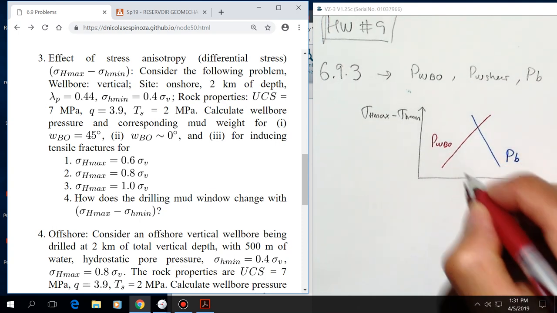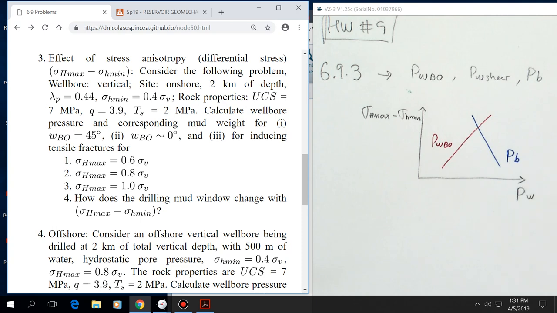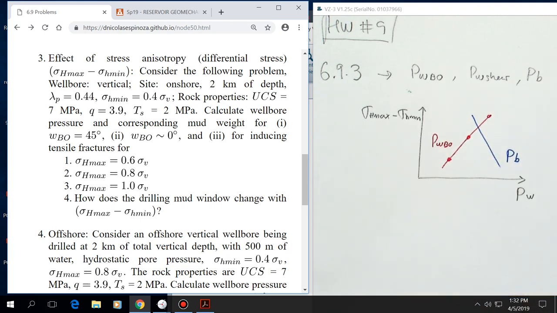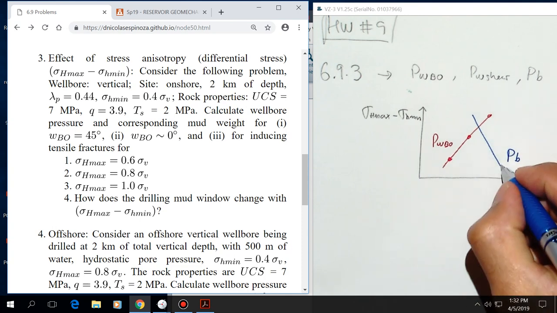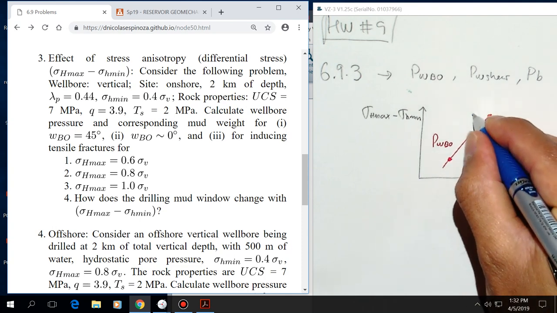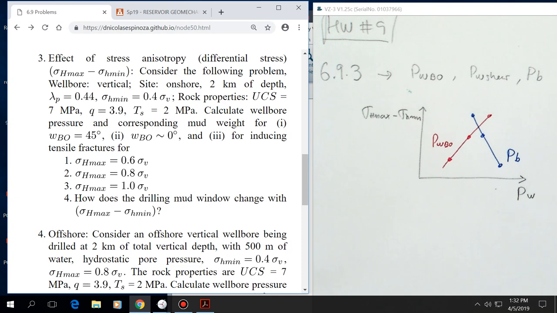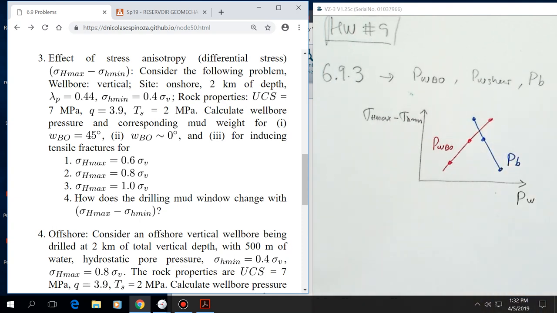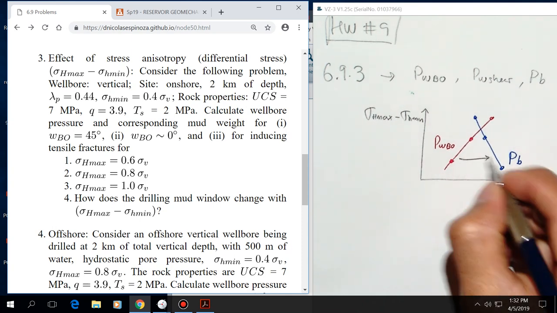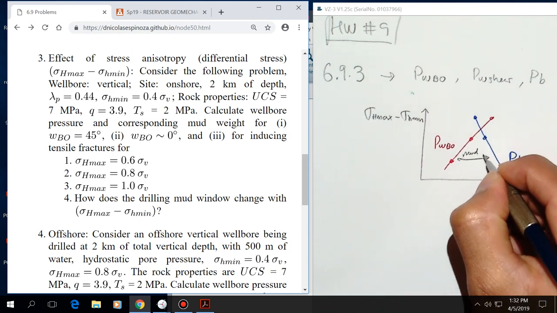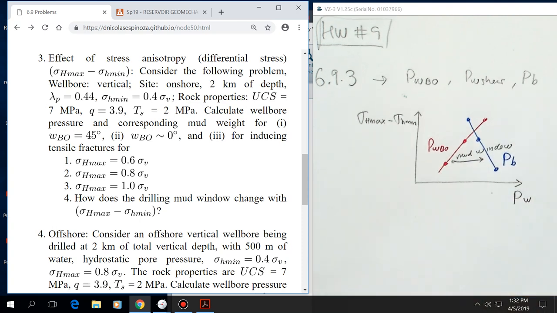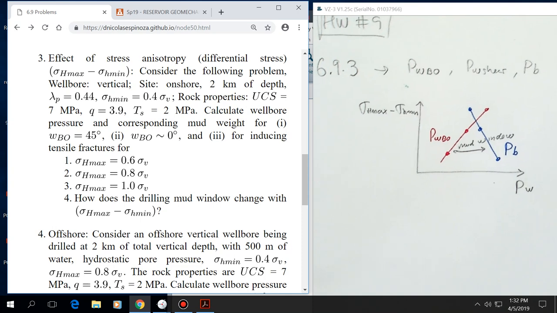If you plot your three cases over there, then you will see something like this. And again, these lines may not necessarily cross, but this is the idea. That one is going to increase and the other one is going to decrease, and there's going to be a point at which maybe your wellbore cannot be drilled. And that's because the differential stress is too large.